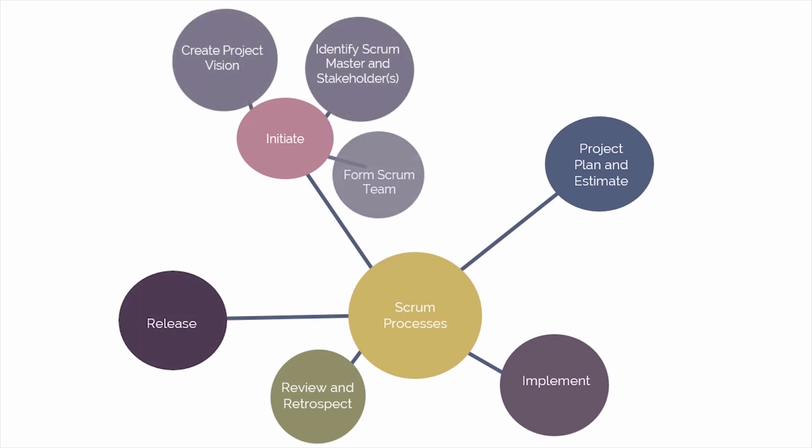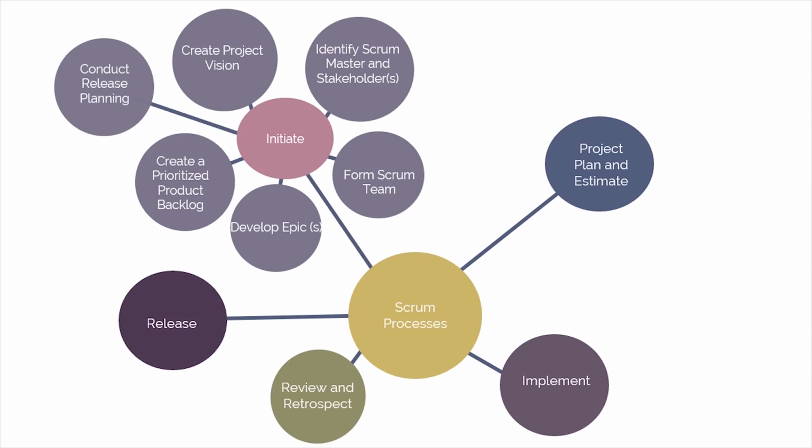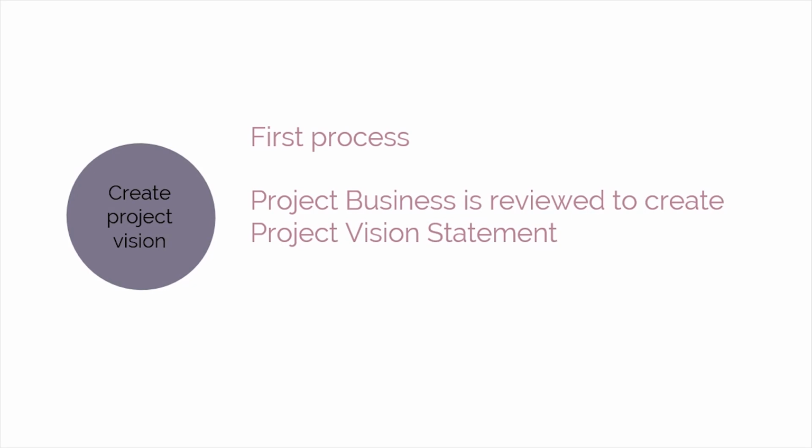Initiate is the first phase, and the processes carried out as part of Initiate are as follows. Create project vision is the first process performed. In this process, the project business case is reviewed to create a project vision statement that will serve as the inspiration and provide focus for the entire project. The product owner is identified in this process.